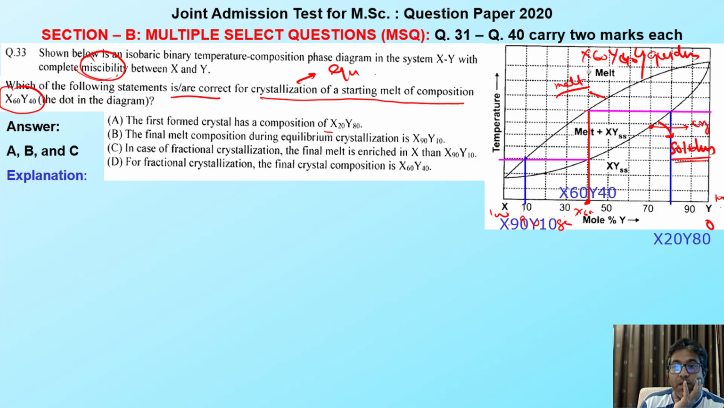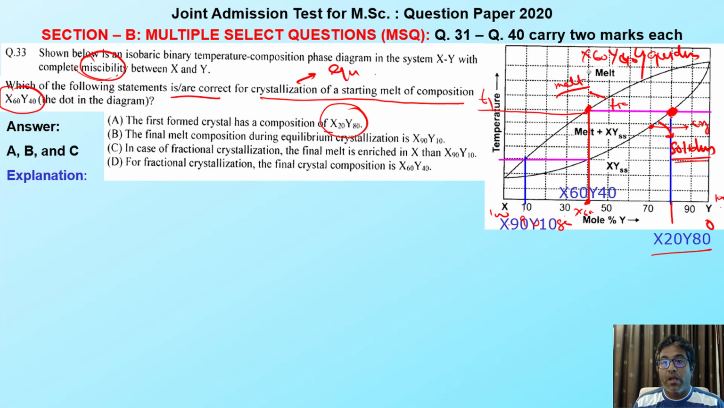If it is X60, so my melt is here. If I make a tie line on the solidus, I will hit somewhere here, and the composition of this point is X20 Y80. So the first formed crystal has a composition of X20 Y80. That is okay, and this is on temperature T1.